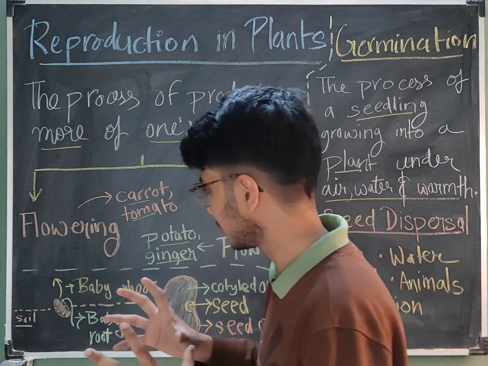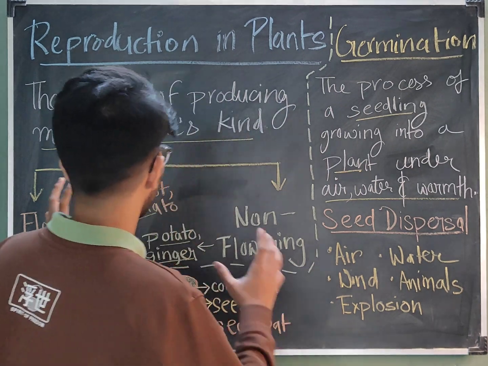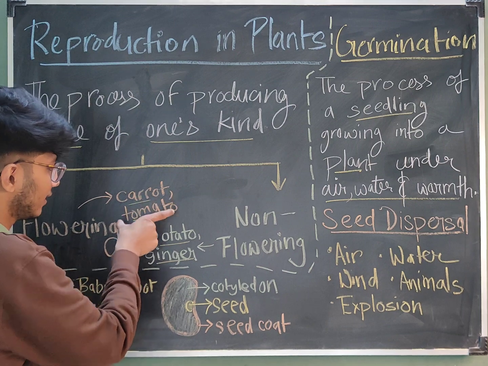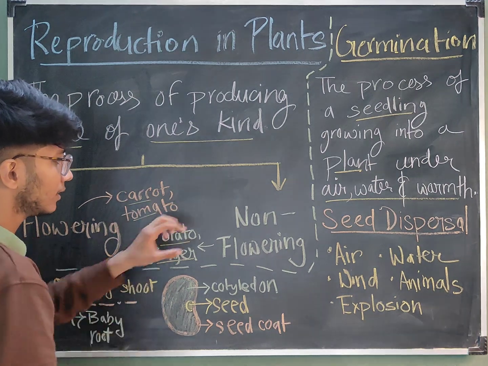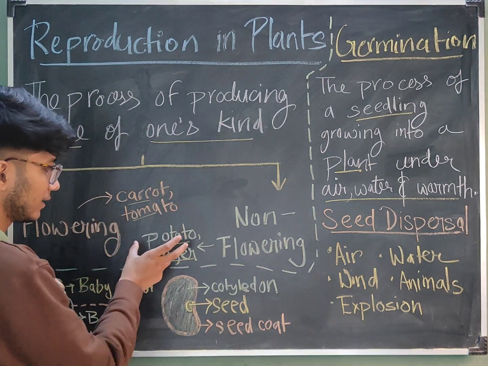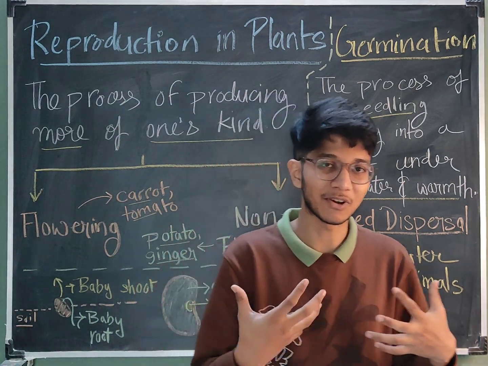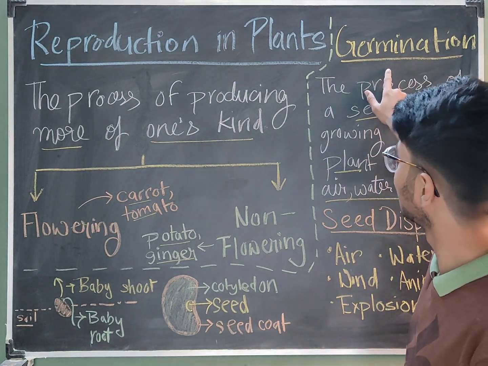The next portion that we are going to talk about is germination. Oh, and another thing, flowering plants have two examples, carrot and tomato, and non-flowering plants have potato and ginger. So you can find these especially in your normal day-to-day life as well. The next thing we are going to talk about is germination.